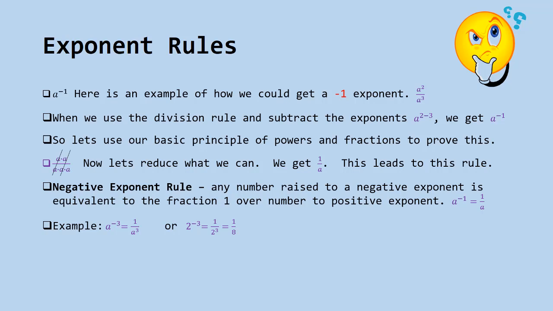Or let's take it with numbers. 2 to the negative 3 power would equal 1 over 2 to the positive 3 power. Now it is a number, so we can actually evaluate 2 cubed. So in the end, my answer is going to be 1 over 8.